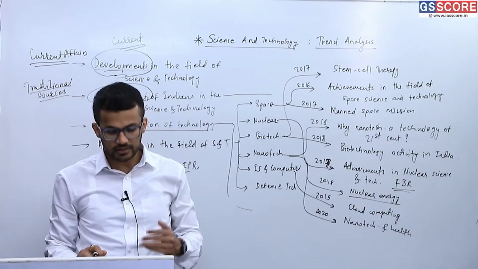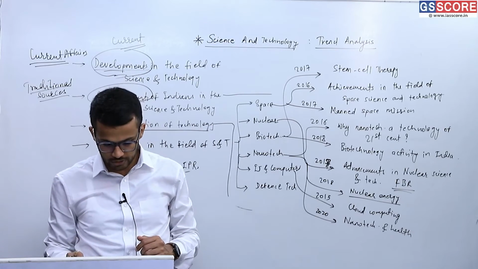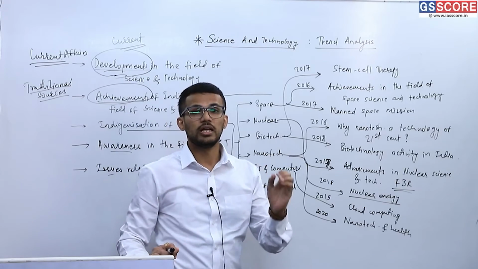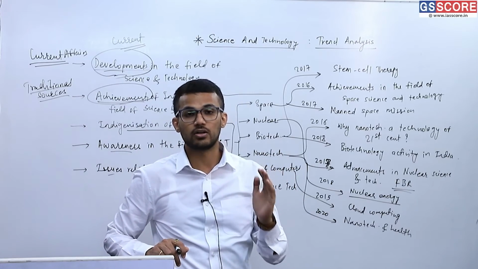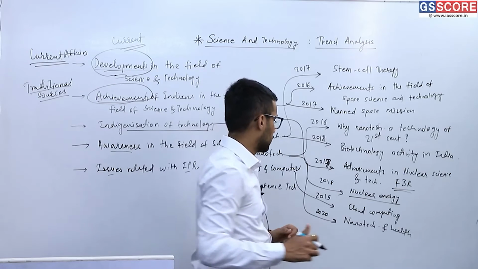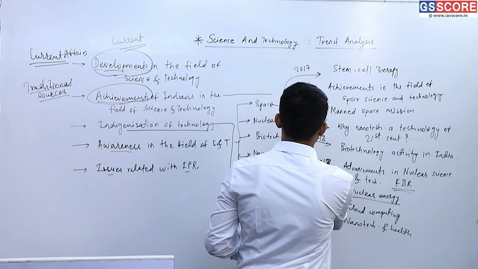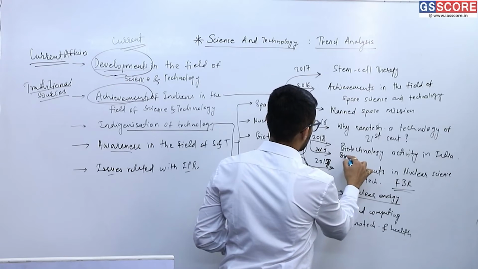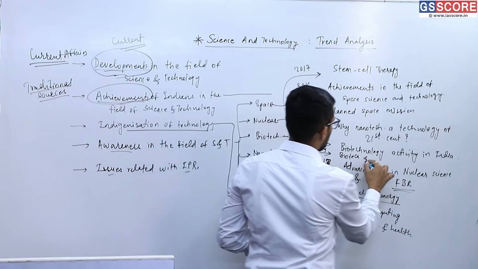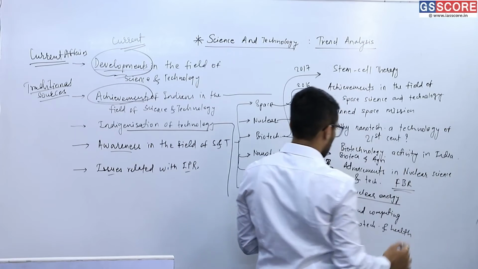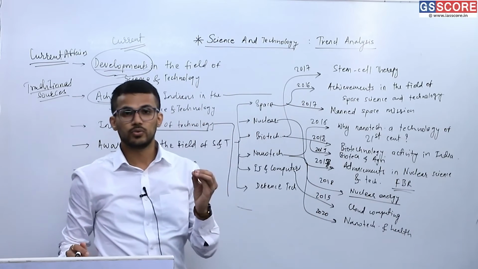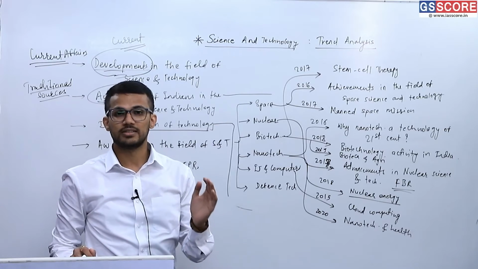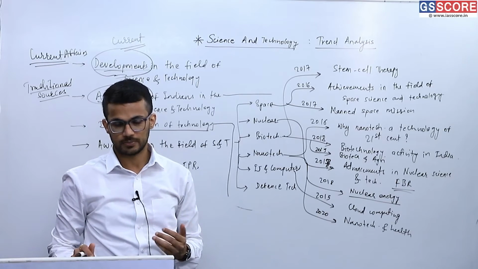Next, in 2019, again there was a question on biotechnology, about biotechnology and its role in the improvement of the standard of living of farmers. So in 2019, biotechnology and farmers, or biotechnology and agriculture. What is the role of biotechnology which will allow it to contribute to the improvement of the standard of living of Indian farmers?